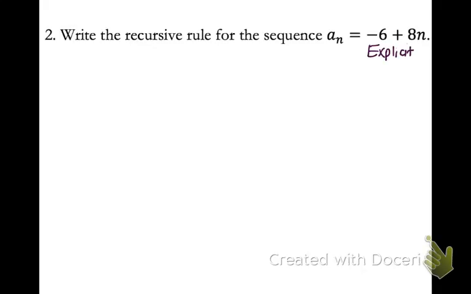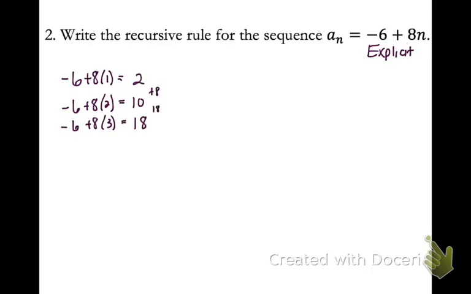So for the first term, I'm going to plug 1 in for n. I get 2. Then I'm going to plug 2 in for n for my second term. I get 10. I'm going to plug 3 in for n for my third term, I get 18. So now if I look at this sequence, it looks like I am adding 8 every time. So my sequence is 2, 10, 18, and so on.